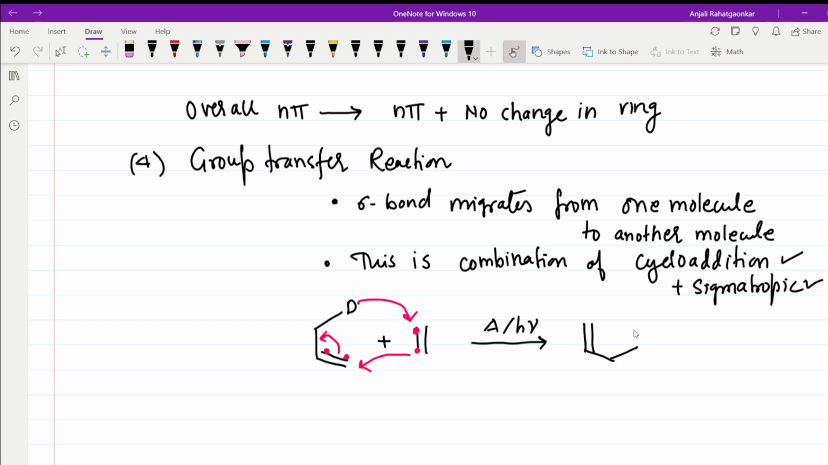So how many sigma bonds are there? So here there will be a formation of sigma bond. So this D transfers over here. So here is another sigma bond. So formation of 2 sigma bonds at the cost of exhaustion of 1 pi bond. So formation of 2 sigma bonds we can observe over here.